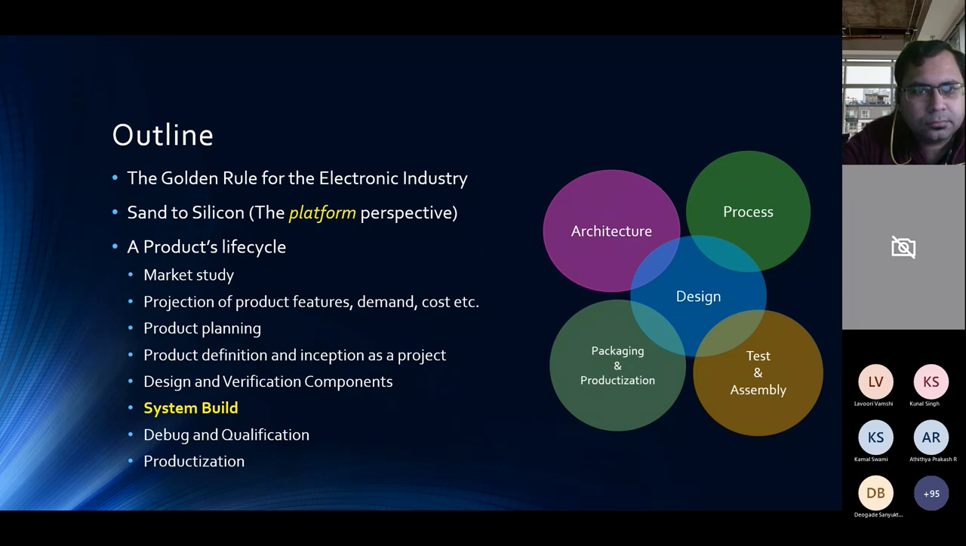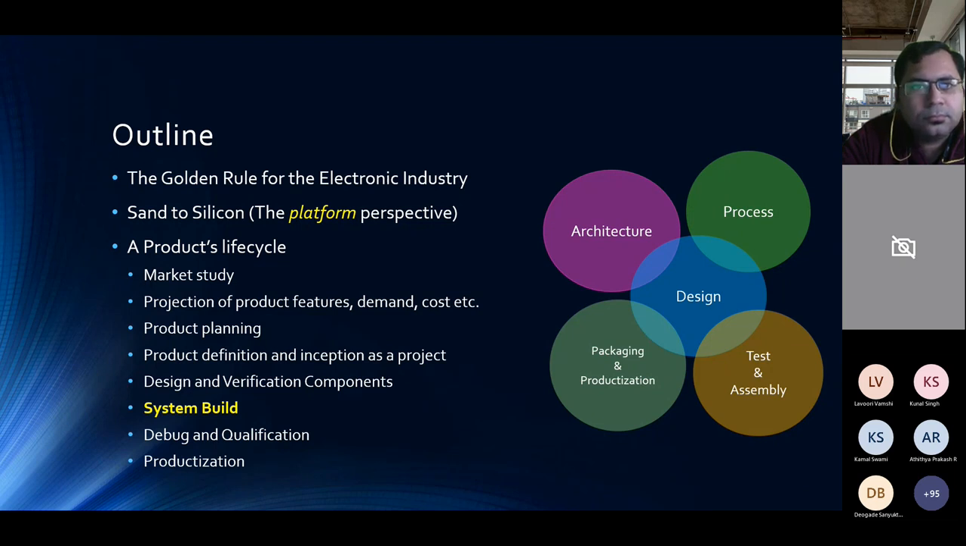What you see on the right is all these components that are involved in designing a product, silicon platform and whatnot. So it has architecture component, process, design, test and assembly, and then packaging and productization. All these components, they have overlap. What you see in the middle is design. Design kind of has overlap for pretty much all these different verticals, if you will.